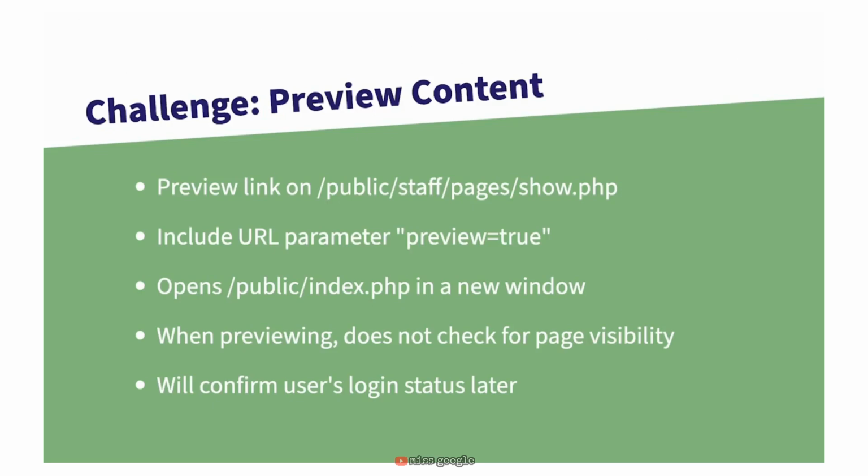For now, build the feature as it is, and you'll know that you have it working when you can go into the staff area, find a page which is not supposed to be visible, click on the preview link, and see the content as the public would if it were visible. But if you try to view that same page without having preview equals true in the URL, then you can't see the page.